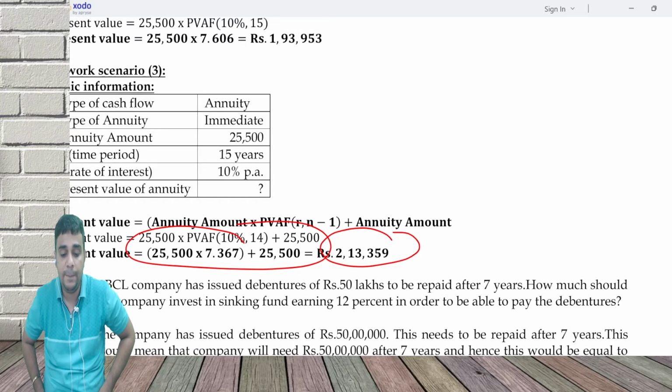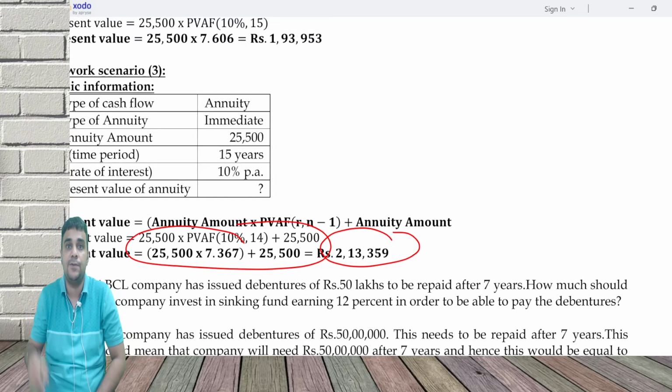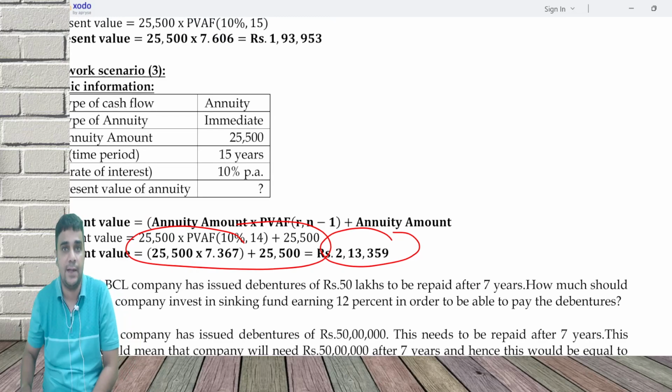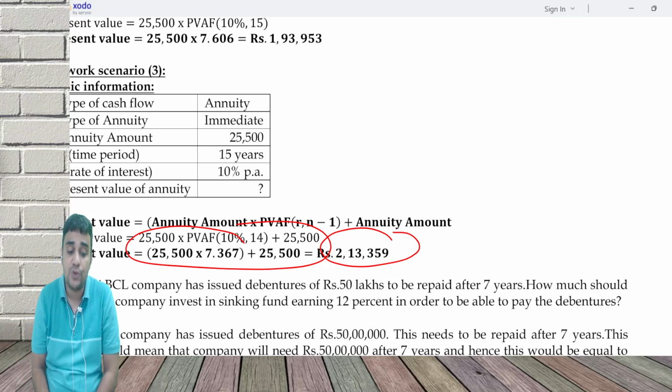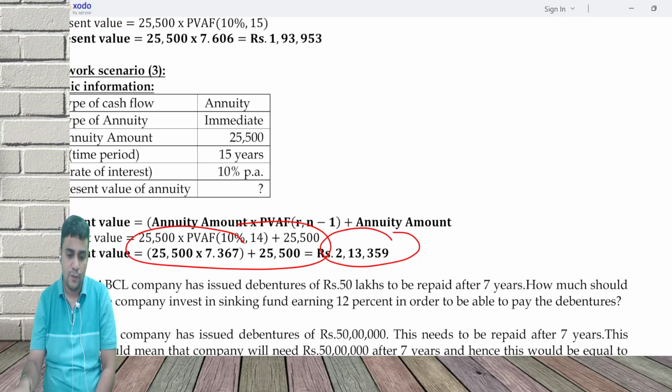50 lakh to be repaid after 7 years, which means I need 50 lakhs after 7 years. How much should I invest in a sinking fund earning 12% in order to be able to repay the debentures?